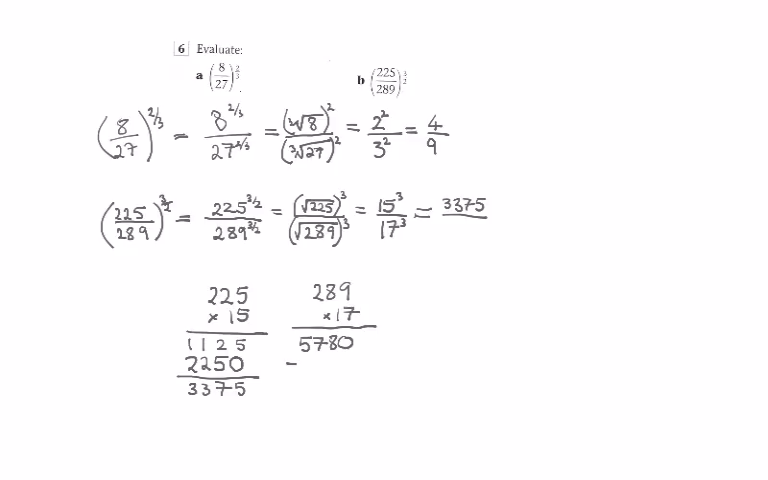Well, 3 lots of 289 is going to be, well, if you think of 289 as 300 take away 11, it's going to be 3 lots of 300 take away 3 lots of 11. So that's 900 take away 33, which would be 867. So now we've got to take away those: 80 take away 67 is 13. 57 take away 8 is 49. So 17 cubed is 4,913.